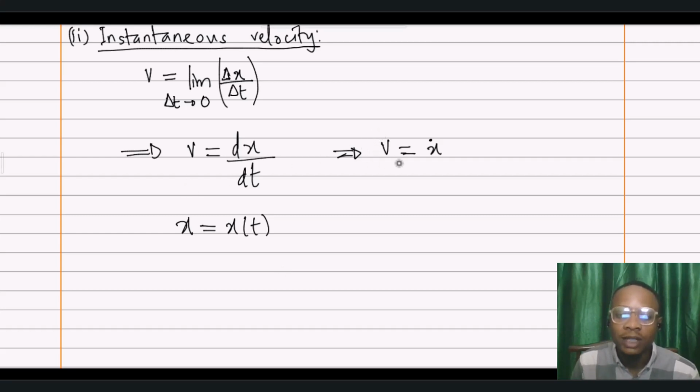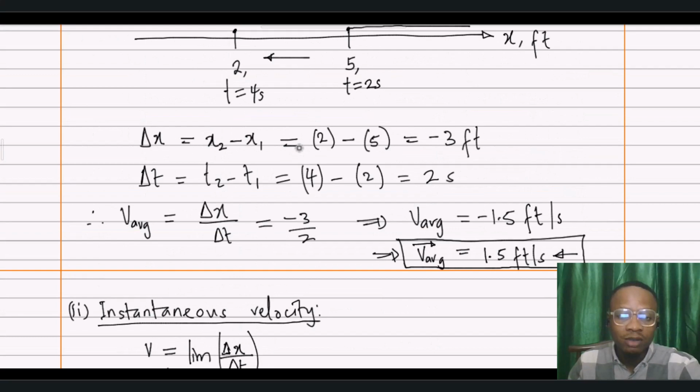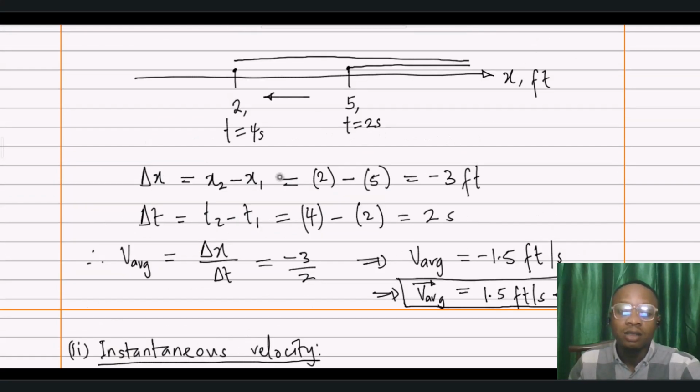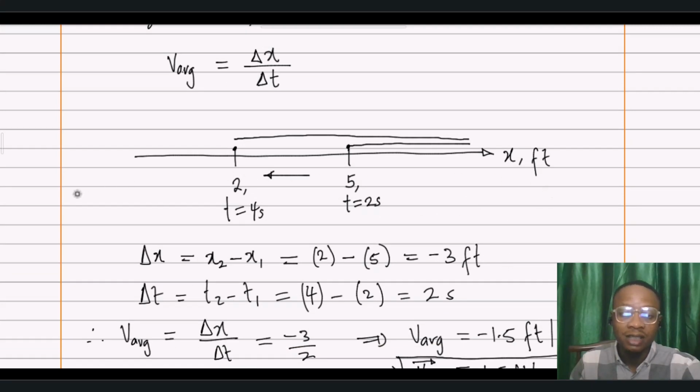So before we can get the instantaneous velocity, we need to know the position of the body as a function of time, or some other details that help us obtain it. But just bear in mind that the instantaneous velocity is given by dx/dt. From what we have done here, we saw clearly that average velocity being negative implies that the body is moving in the negative direction.